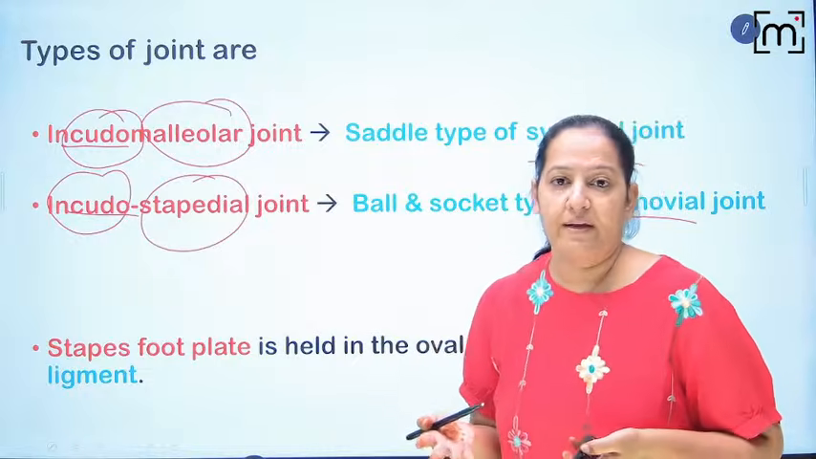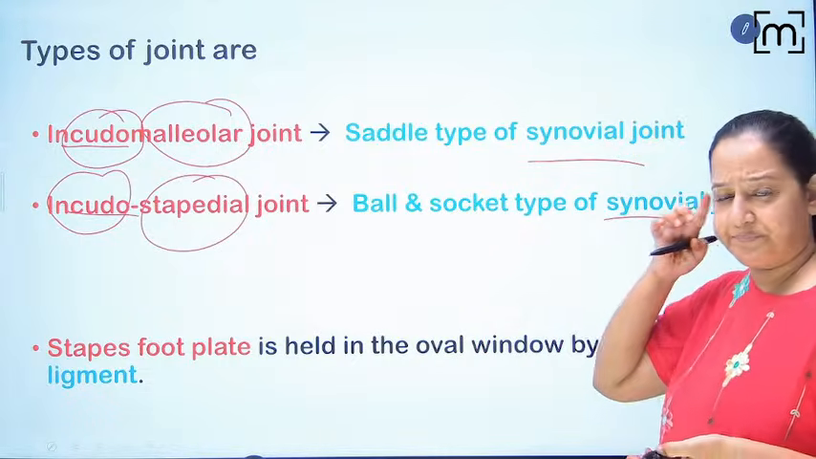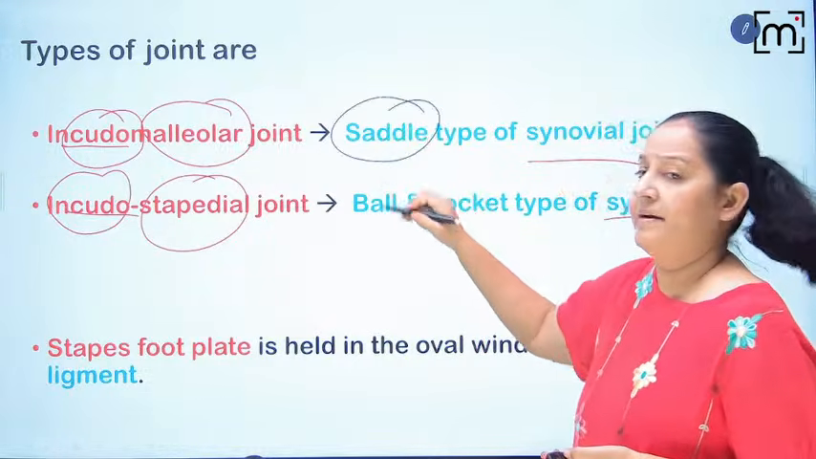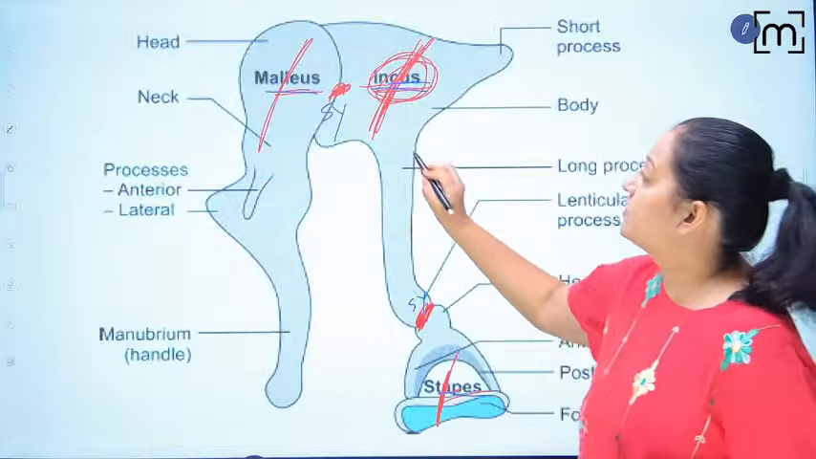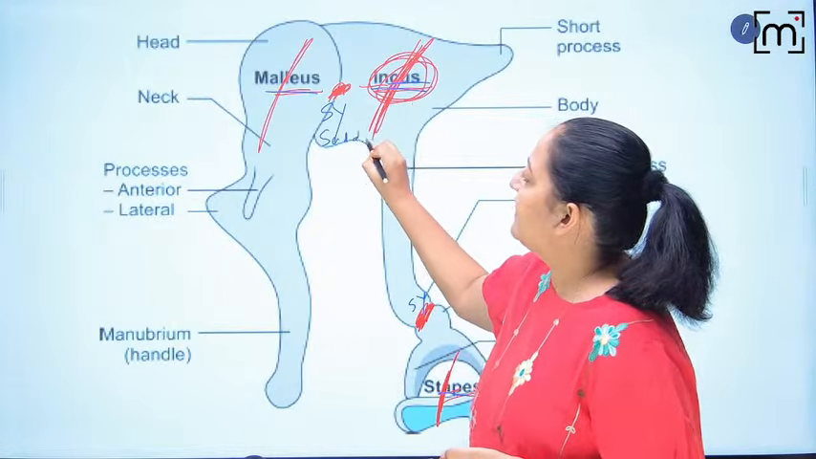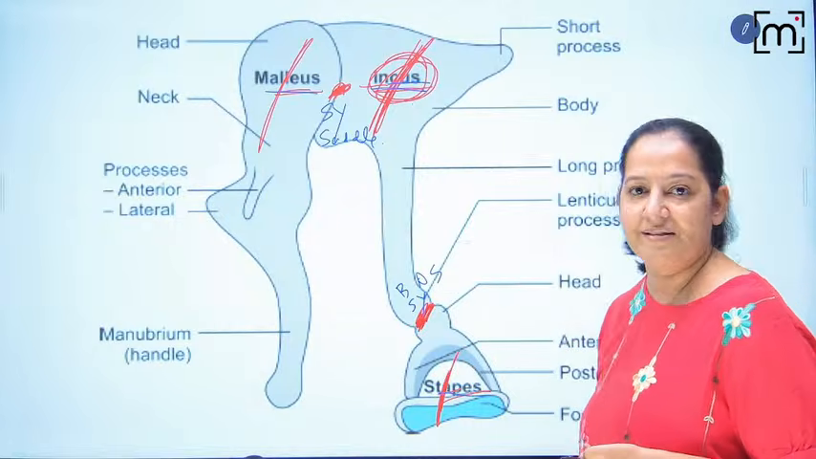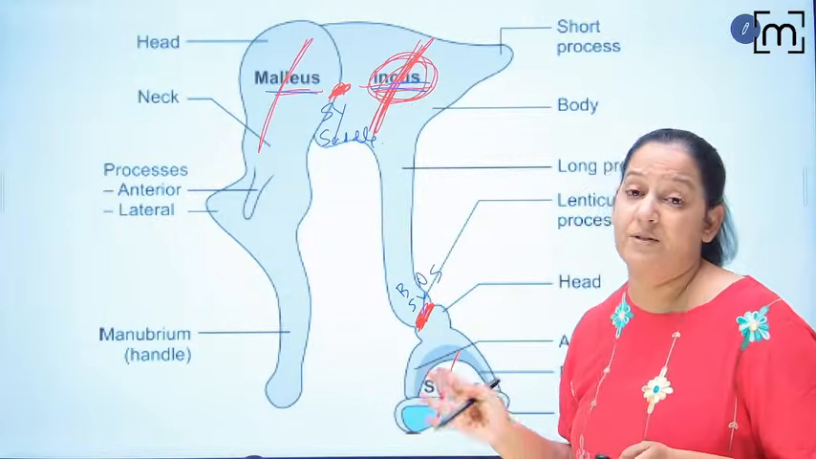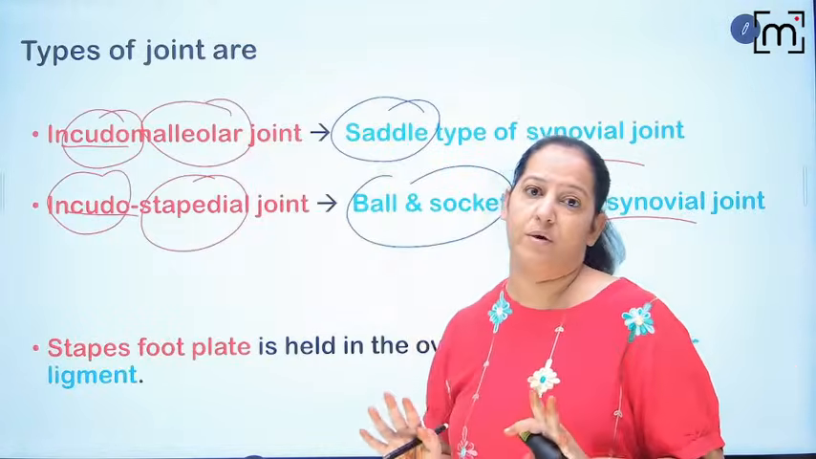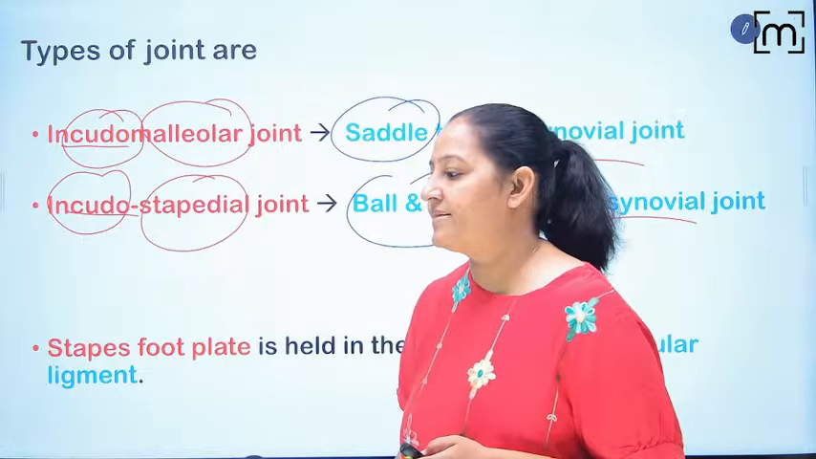But which type of synovial? There are various types of synovial joint. The first one is the saddle type and the second one is ball and socket. So this one is the saddle type of synovial and this one is the ball and socket type of synovial joint. Both of them are synovial. These all are your MCQs, people. Please focus. Please learn the 2 types of joints in the ossicles.